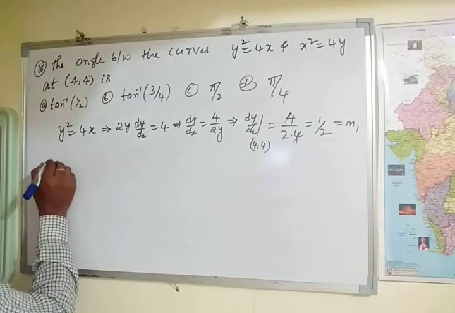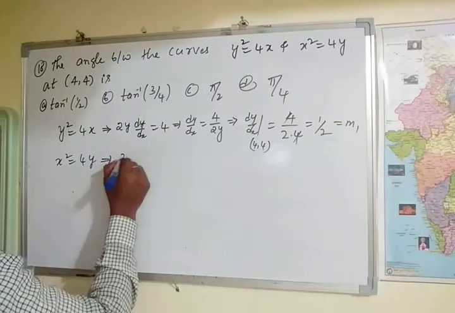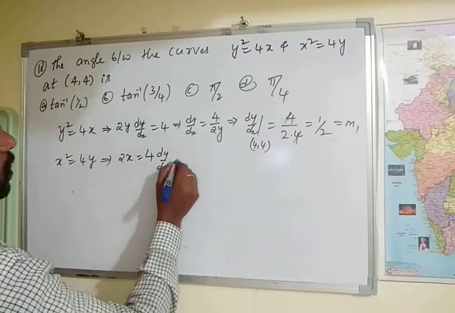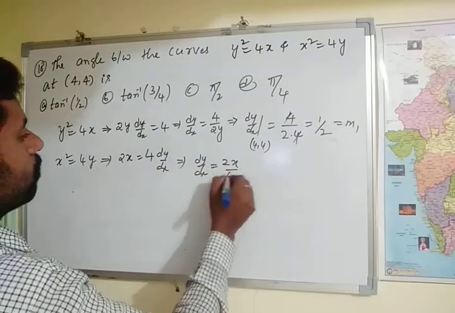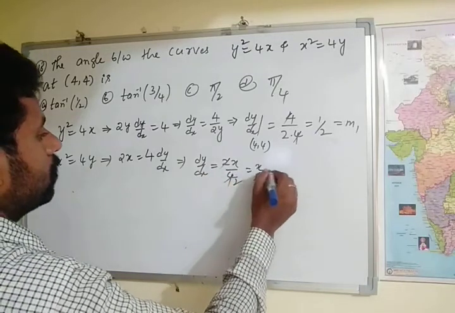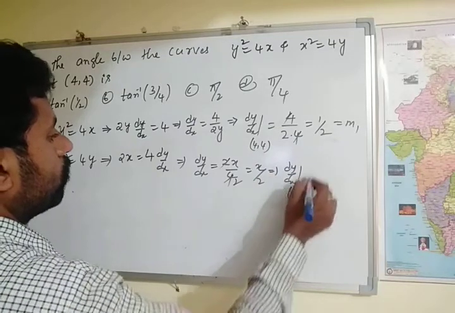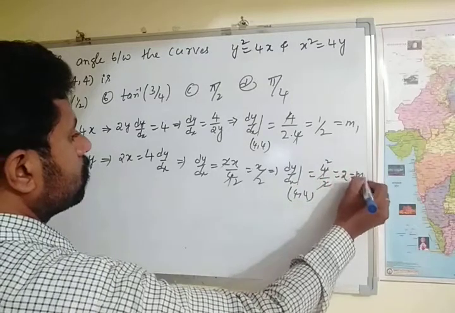Next, the second curve, x square is equal to 4y. Differentiate with respect to x on both sides. 2x is equal to 4 into dy by dx. This implies dy by dx is equal to 2x divided by 4. So 2 ones are 2, 2 twos are 4, x by 2. And this implies dy by dx at the point 4 comma 4 is 4 divided by 2, which is 2, equal to m2.